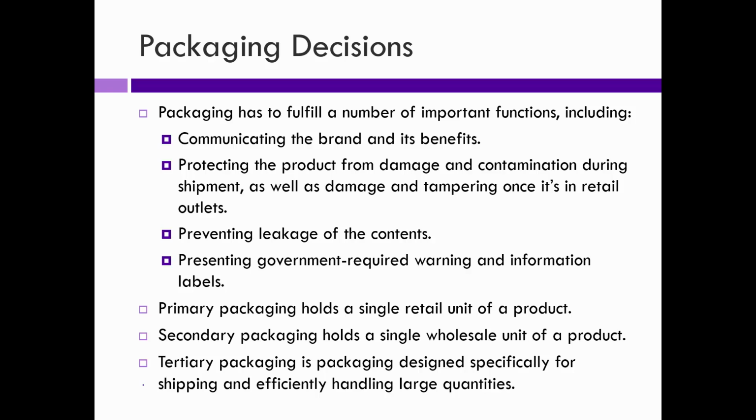Primary packaging holds one single retail unit. Secondary packaging is at the wholesale level, and then tertiary packaging is how it's shipped, to load on the truck or the train or whatever, so for shipping and efficiency. So generally, the tertiary packaging would contain the secondary, and the secondary would be broken up into the primary packaging that would get to the store.